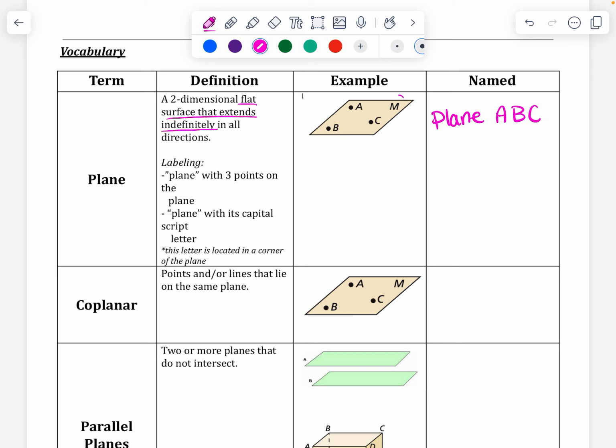Or you can see this little M in the corner here. That is a capital letter. Remember, like line L, we used lowercase letters. In a plane you use capital letters. So you could use that M to describe this plane, plane M.